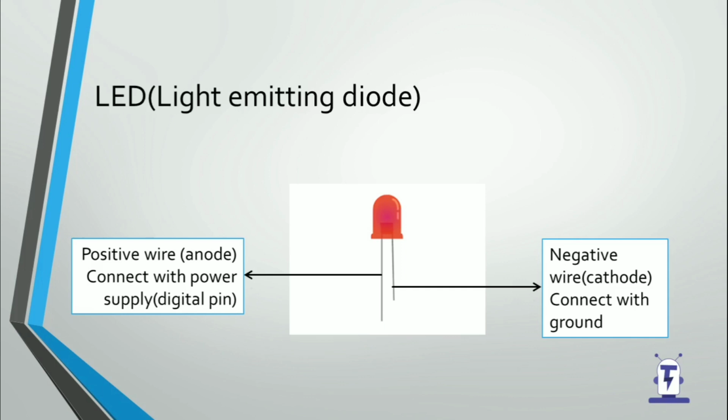Now, there are two wires in an LED. The long one is a positive wire which gets the power supply from digital pins, and the short one is connected to the ground.